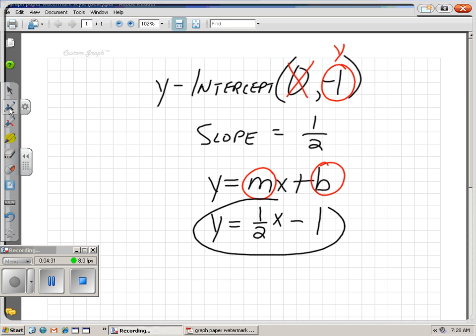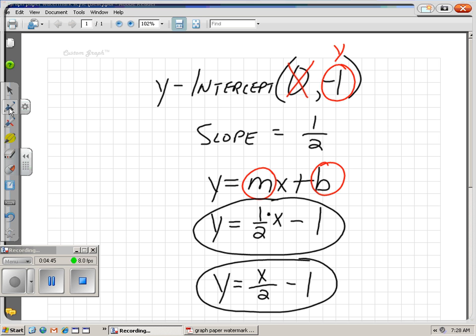This is done. Now the book, sometimes the book does something like this. They say, okay, x times 1 is just x. So they might write it like that. 1/2 times x would be the same thing as x over 2 minus 1. You might see it that way as well. As long as you understand there's a 1 there in front of the x, we just don't always write it.